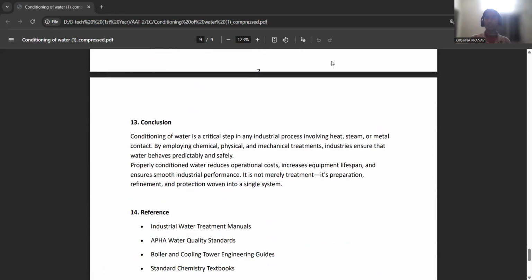Conclusion. Conditioning of water is a critical step in any industrial process involving heat, steam, or metal contact. By employing chemical, physical, and mechanical treatments, industries ensure that water behaves predictably and safely. Properly conditioned water reduces operational cost, increases equipment lifespan, and ensures smooth industrial performance. It is not merely treatment, it's preparation, refinement, and protection woven into a single system.